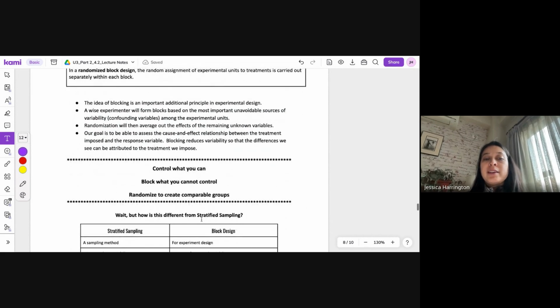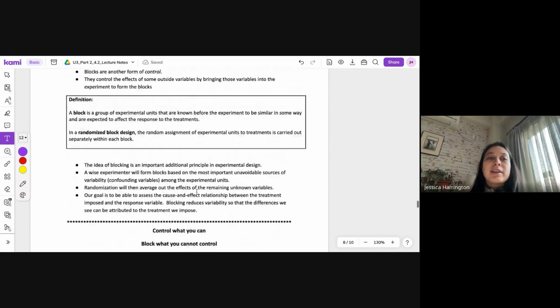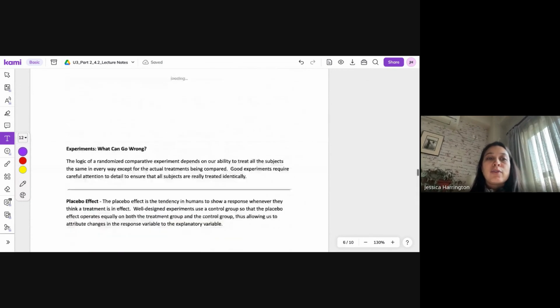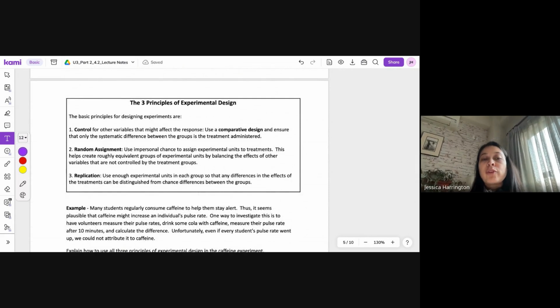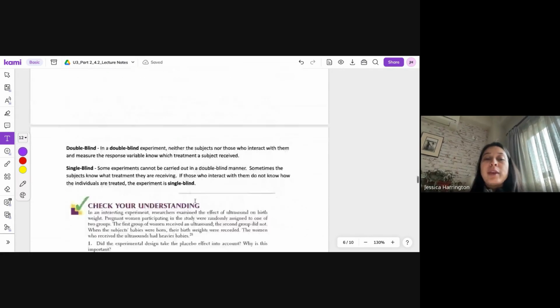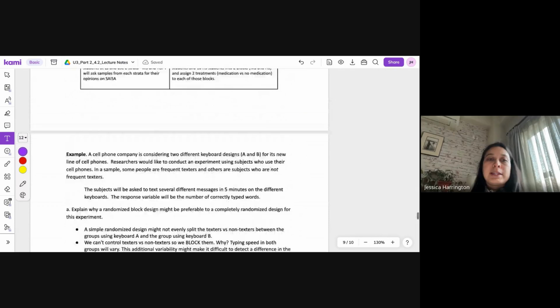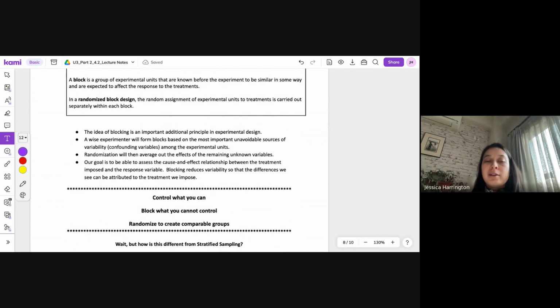But the idea is you're trying to control what you can, right? So we talked about all of those design units up here. If we scroll back to the first part, these designs, you want to control for variables that you can. But when you can't control for variables, scroll back down, you will block what you cannot control. And then once you block, you randomize to create comparable groups.